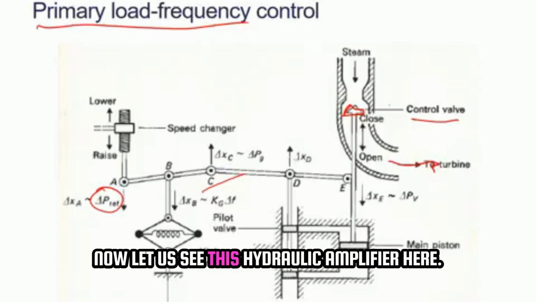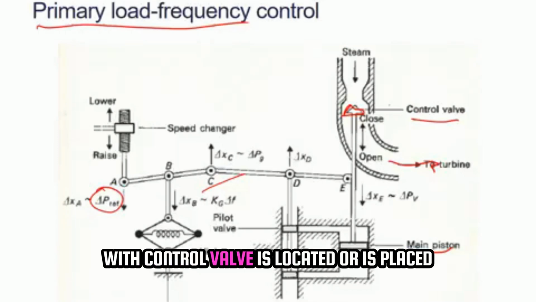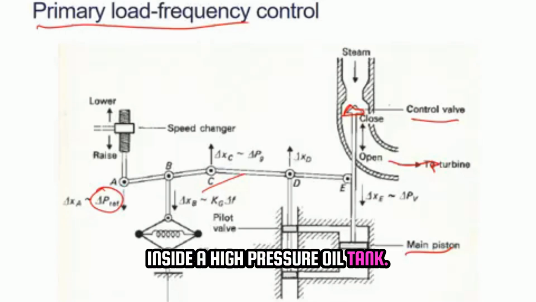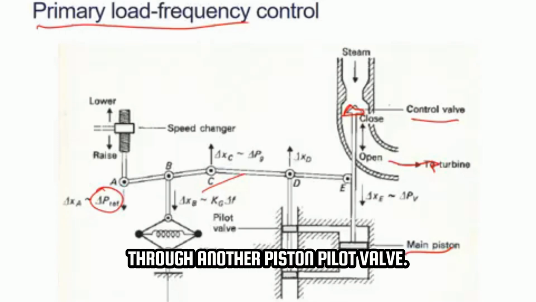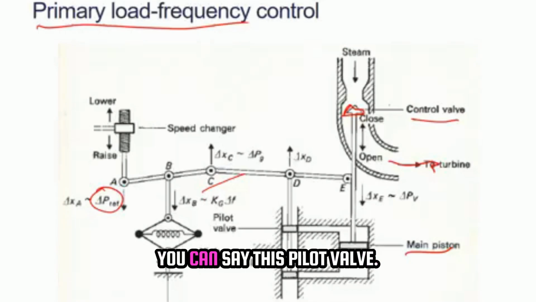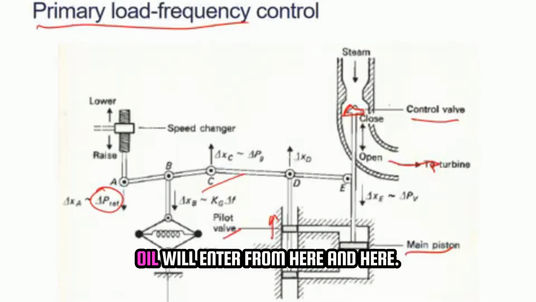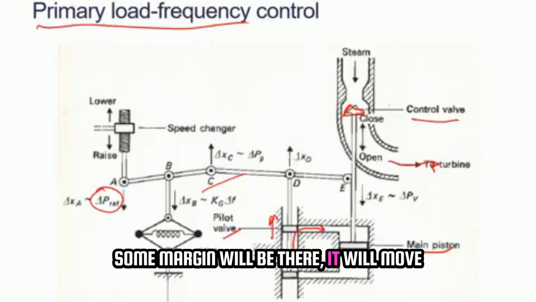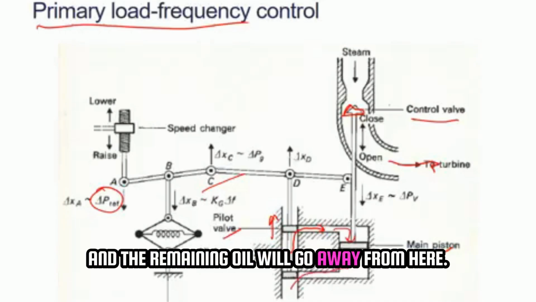Let us see this hydraulic amplifier. Here this piston, which is connected with the control valve, is placed inside a high pressure oil tank, and this high pressure oil tank is connected through another piston, a pilot valve you can say. If you move this pilot valve up, high pressure oil will enter from here, and it will push the piston down, and the remaining oil will go away from here.